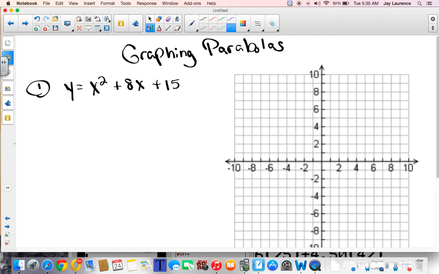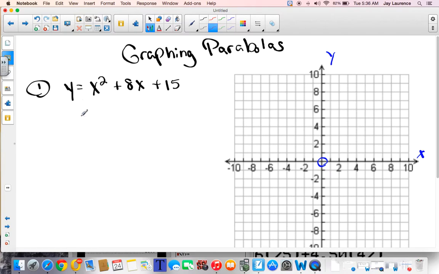By the way, I should be marking my origin, my x-axis, and my y-axis. Julia, if I forget to do that on the next problem, you let me know, all right? Okay, so let's see here.